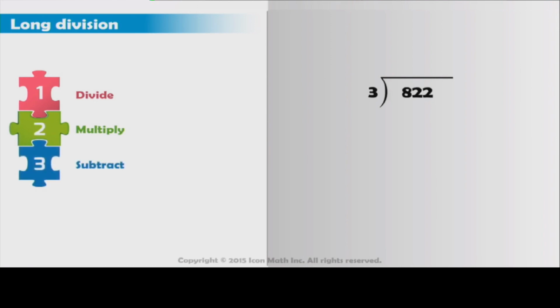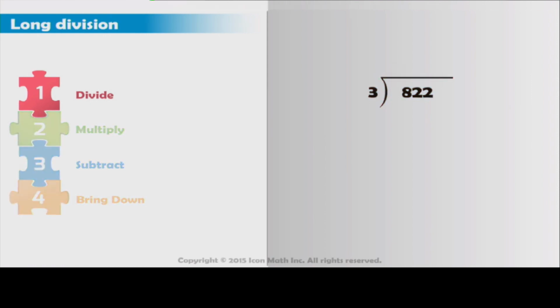When performing long division, we carry out 4 steps with every digit in the dividend. First, we divide. Then we multiply. And then we subtract. And finally, we bring down the next digit from our dividend until we have no more digits to bring down. Let's see this operation in action.